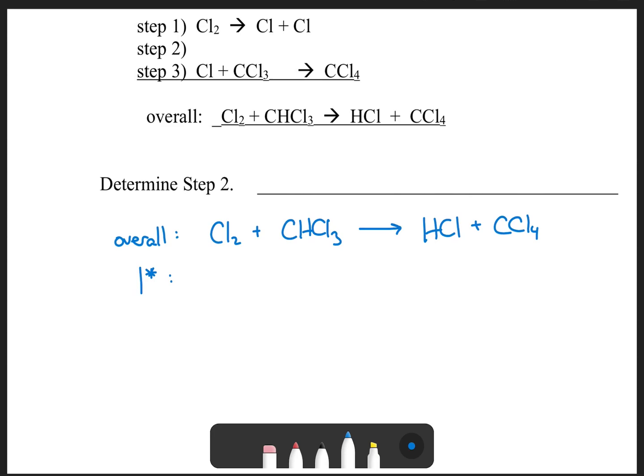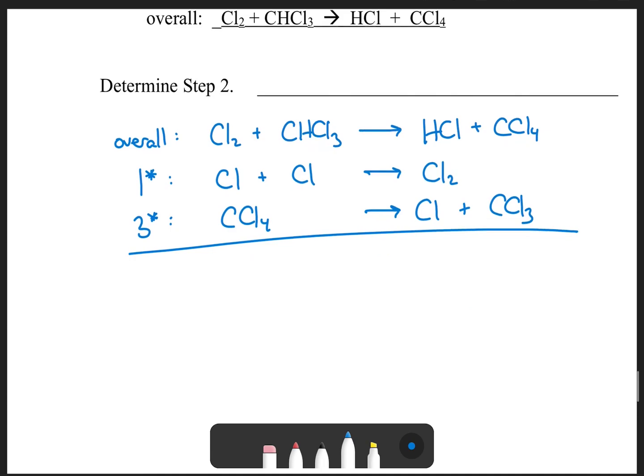We're going to take step 1. We're going to flip it to give me Cl plus Cl to Cl2. And nope, step 3 is given. Step 2 is the missing step. We'll have CCl4. I'm going to line up my arrows here to make it easier. Cl and CCl3. Let's cross out what we can. Cl2 and Cl2. And we've got Cl and Cl. CCl4, CCl4. And looks like that's all.